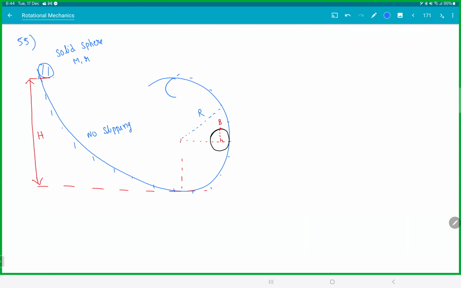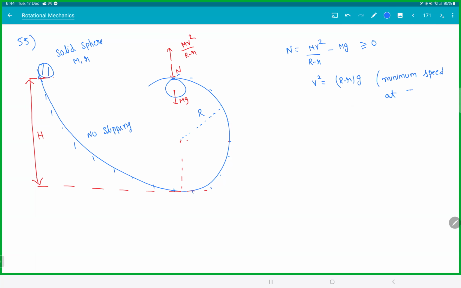So when this sphere reaches the topmost point, if you look at the forces, we have mg, we have normal reaction, we have centrifugal force mv square by (R minus r). So from here we get normal reaction will be mv square by (R minus r) minus mg. This must be greater than or equal to 0 because you are reaching the topmost point. So v square will be (R minus r) into g. This is the minimum speed at the highest point. If you don't have at least this much speed when you reach the top, you won't even reach the top. This is the first thing.